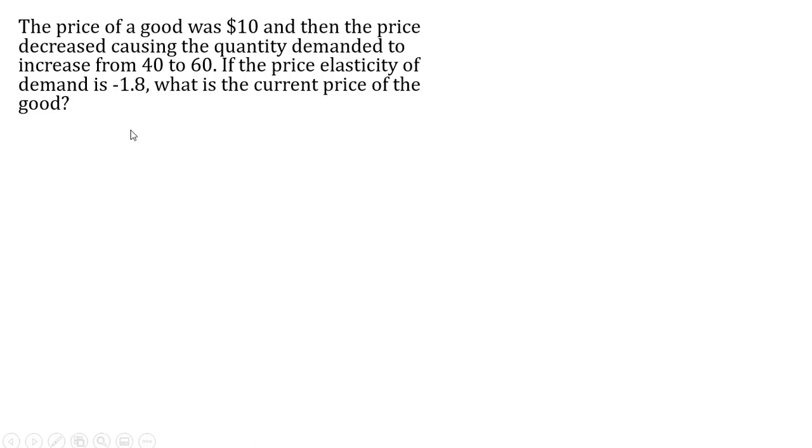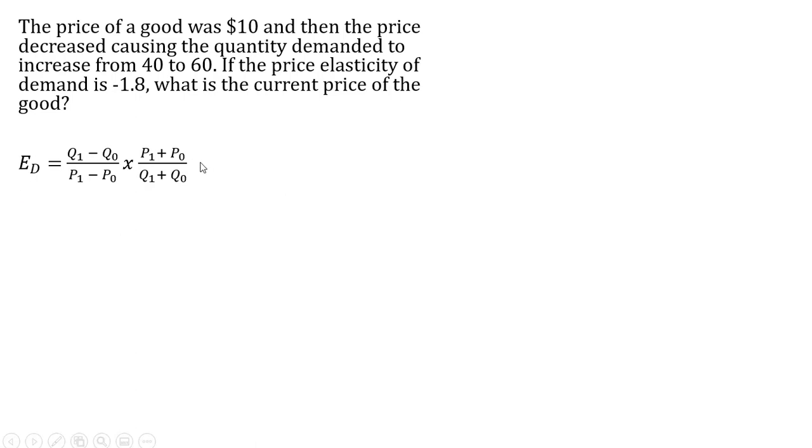The price of a good was $10, and then the price decreased, causing the quantity demanded to increase from 40 to 60. If the price elasticity of demand is minus 1.8, what is the current price of the good? So we have 4 variables here, but we're missing the 5th variable, the current price of the good.